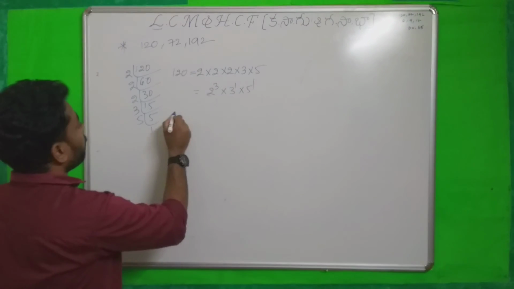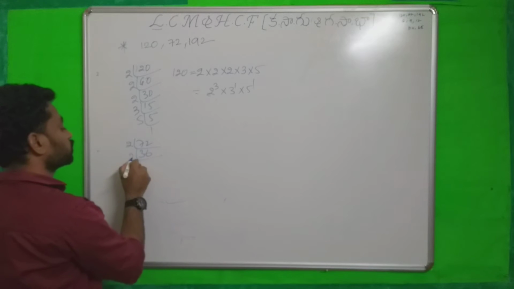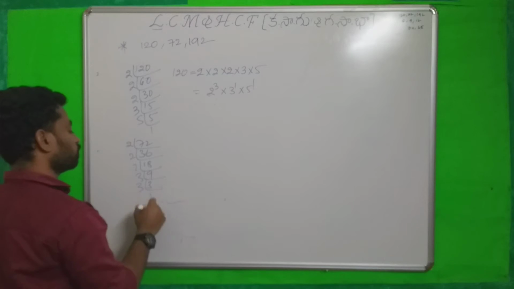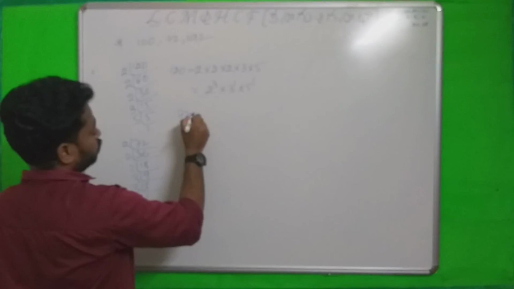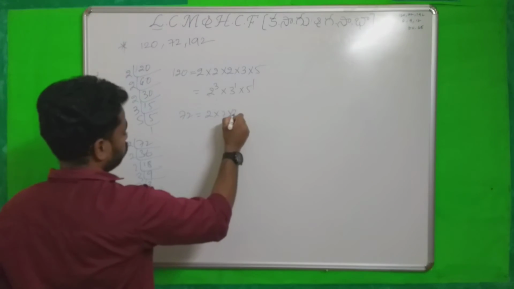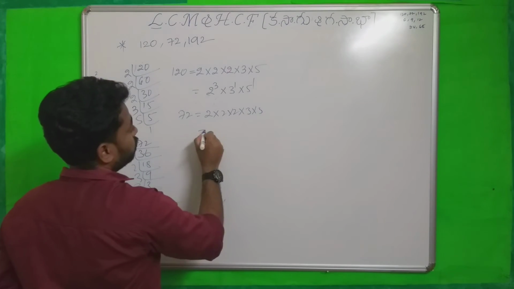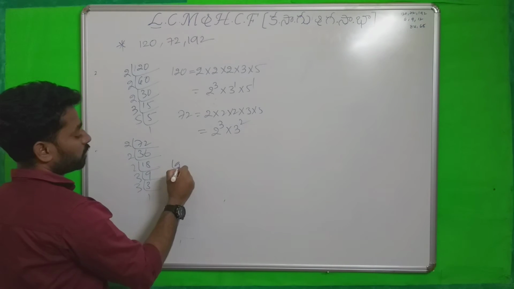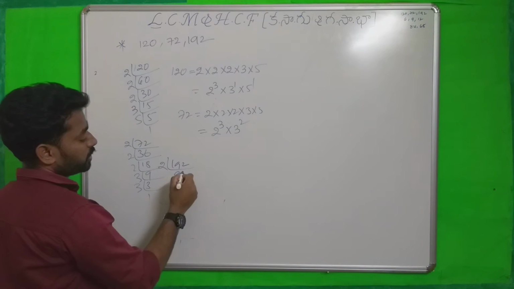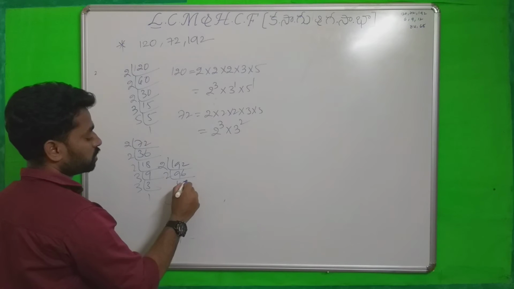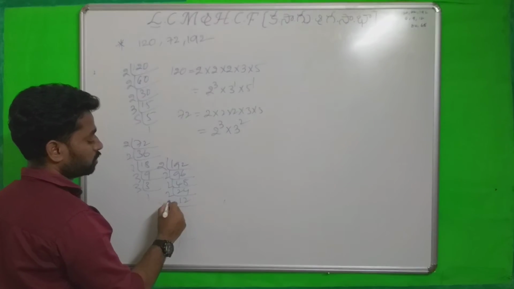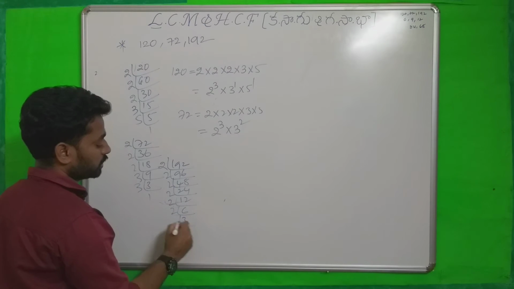So next, 72 we can write: 2 36s, 2 18s, 2 9s, 3 3s, 3 1s. So 72 we can write as 2 into 2 into 2 into 3 into 3. This one we can write as 2 to the power of 3, 3 to the power of 2. So finally 192: 2 96s, 2 48s, 2 24s, 2 12s, 2 6s, 2 3s, 3 1s.